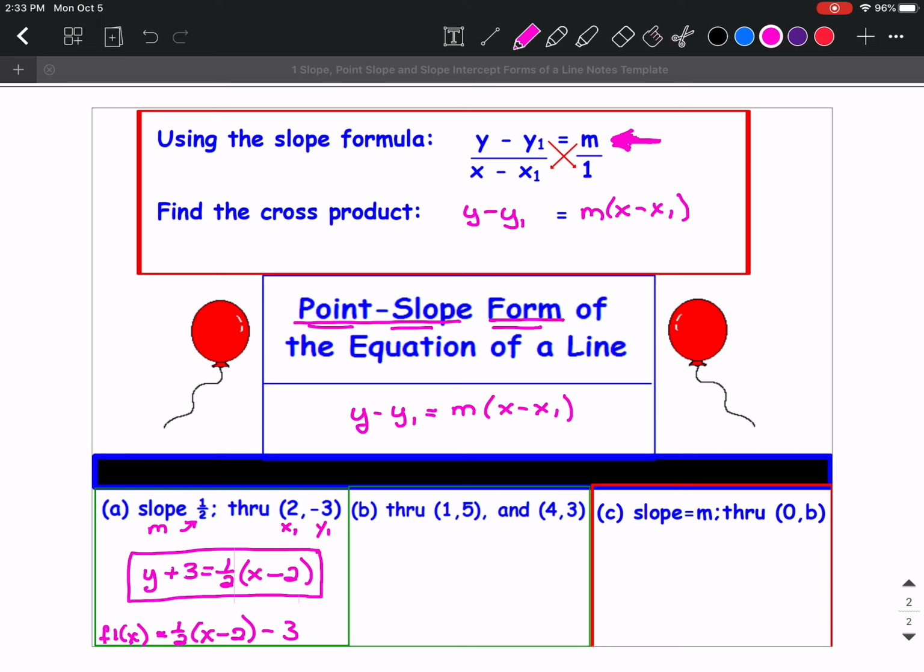Let's look at another one. Now I'm giving you 2 points. Well, how am I supposed to use this form of the equation of a line if I have 2 points?